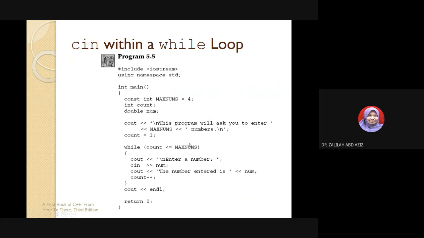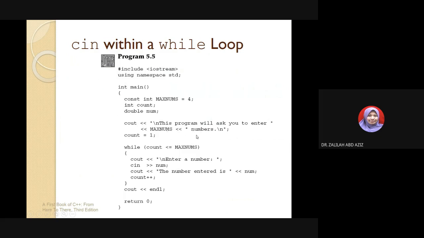So max num ni actually number dia adalah 4. Why dia letakkan counter punya maximum number ni dekat sini, because kita tak perlu study detail of the program. Kalau kita nak tukar dia jadi 10 ke apa, terus dekat atas ni kita boleh tukar. Okay, and then int count, double num. Okay, this program will ask you to enter maximum number, so 4 numbers lah.